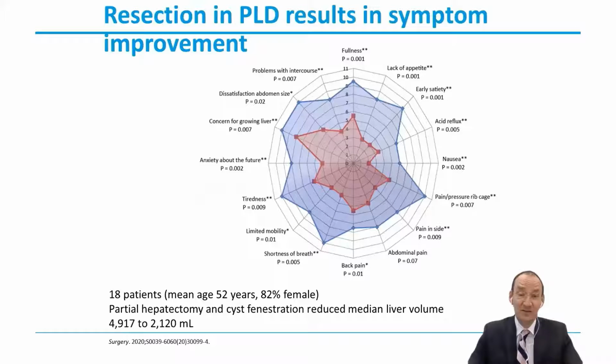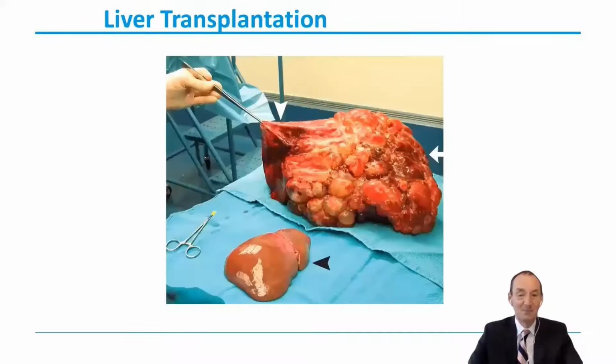Resection of such a polycystic liver in these patients results in a large improvement of symptoms. And this is the fruit of results of a prospective analysis. Let's move on to liver transplantation, for the few and happy, I would say.